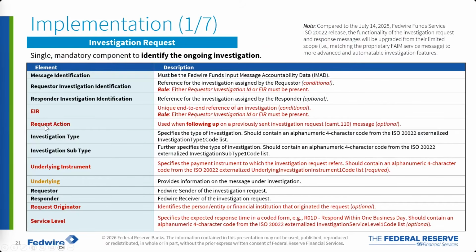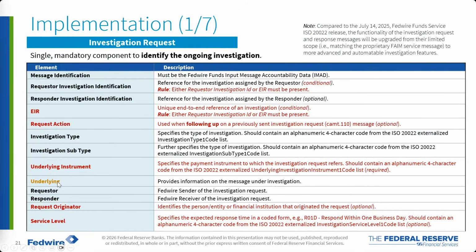Request action is a brand new component. It is used when following up on a previously sent investigation request, a CAMT 110 message. This is optional, and I will cover the meaning of this request action component on the next slide. Investigation type and investigation subtype are not changing compared to our July 2025 implementation. But then we see yet another new component, which is called underlying instrument. This is where you will specify the payment instrument to which the investigation request refers. I will cover that also in a separate slide.